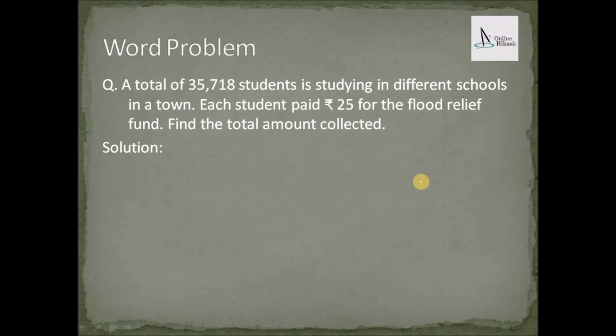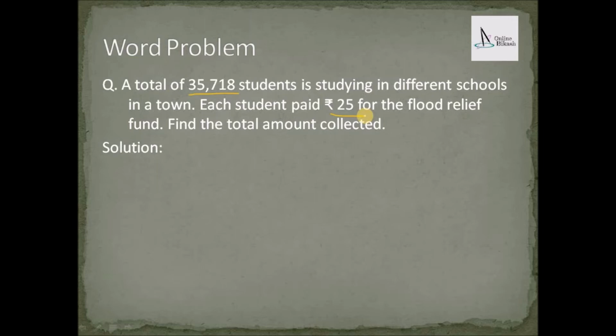In this question they are saying that 35,718 students are studying in different schools in a town. That means there are 35,718 students. Each student paid rupees 25 for the flood relief fund, so they are collecting rupees 25 each. Everybody is giving rupees 25. How many students are there?